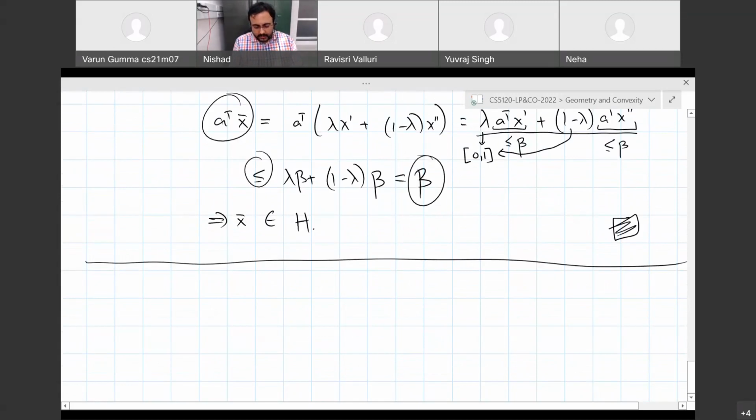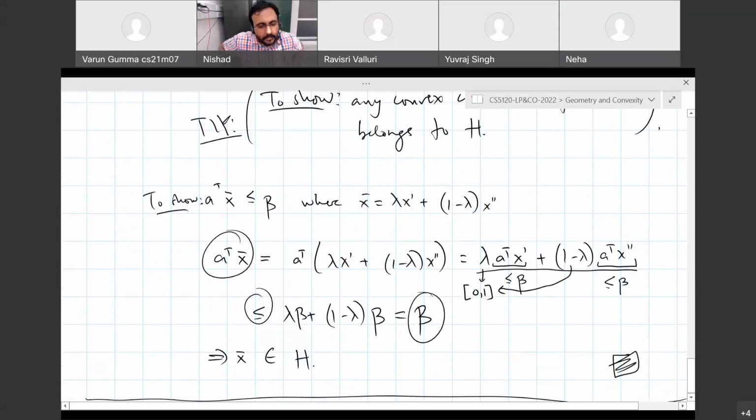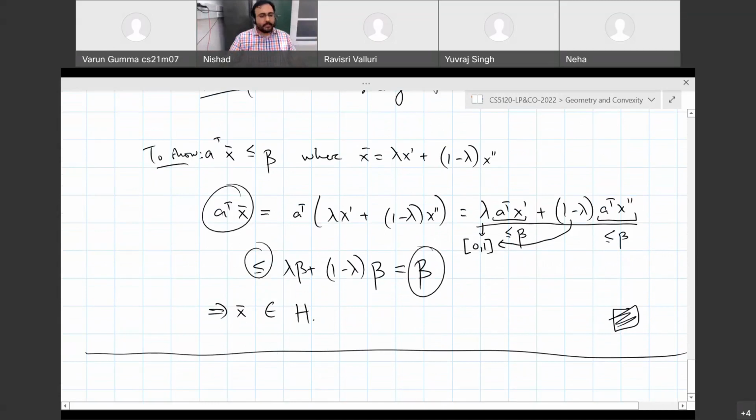Sir, I did not understand that fact. How is the empty set convex? Why not? For any 2 points, there is no element. Is it a vacuous truth? Yeah, it is a vacuous truth, right? For any 2 points, the convex combination belongs to the same set. Okay, because there are no points, it's just a vacuous truth. Exactly, exactly, right.